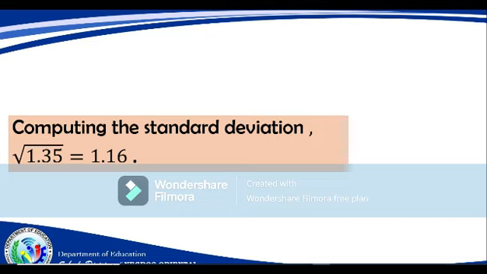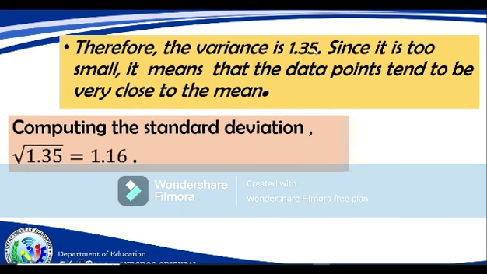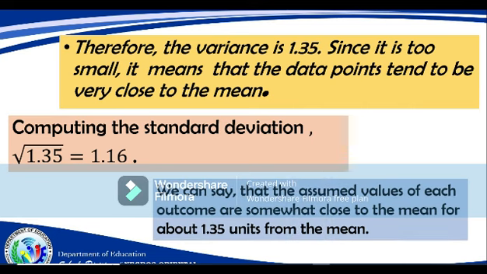Okay, now computing the standard deviation, if our variance is 1.35, our standard deviation will be the square root of the variance, that is 1.16. Therefore, the variance is 1.35. Since it is too small, it means that the data points tend to be very close to the mean. So this is now the interpretation. Okay, we can say that the assumed values of each outcome are somewhat close to the mean, about 1.35 units from the mean.